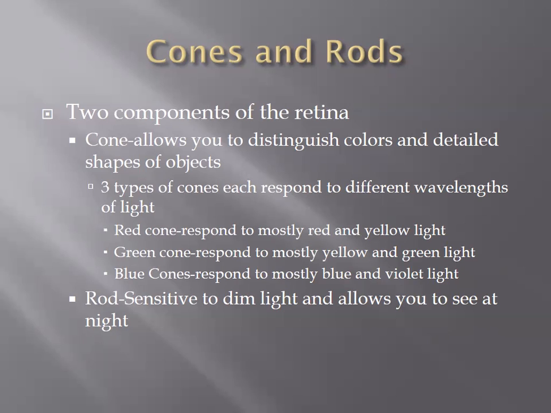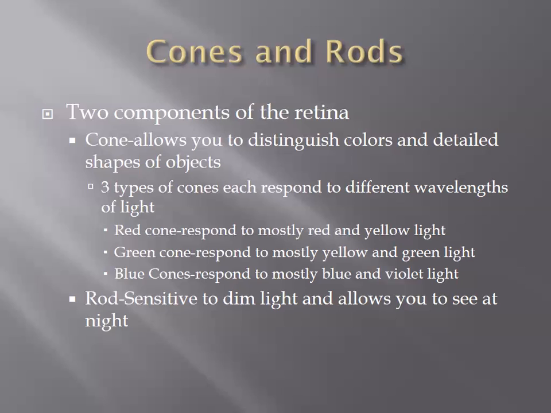Or it would see like a grayscale, black and white. A rod, okay, your rods are there. They are sensitive to dim light and they allow you to see at night. Someone just asked if you didn't have a red cone, everything would just give you an outline of a shape in a grayscale typically.